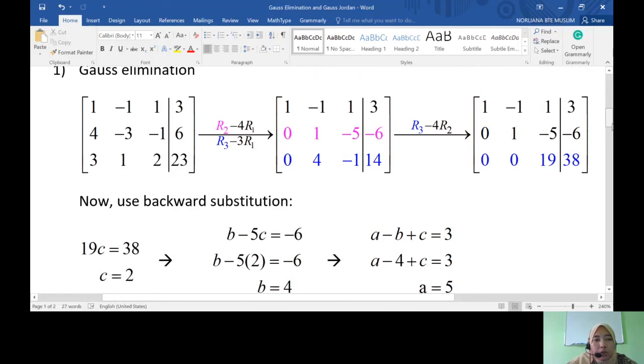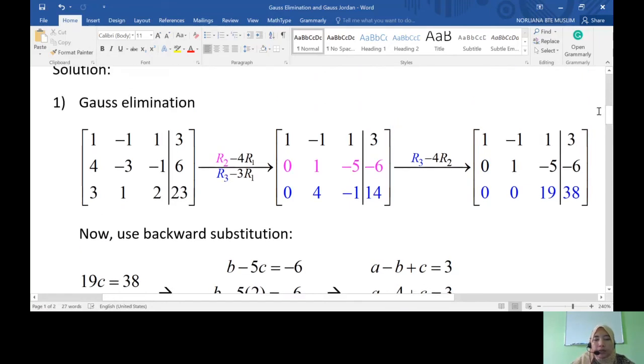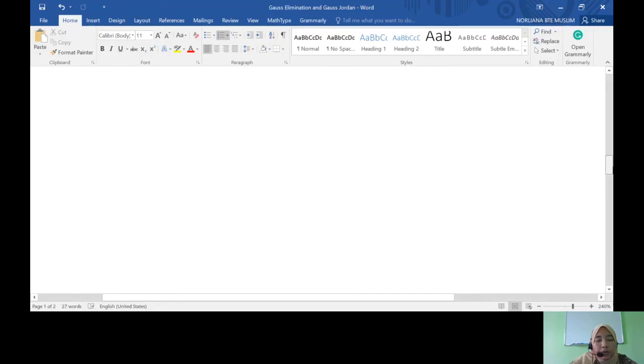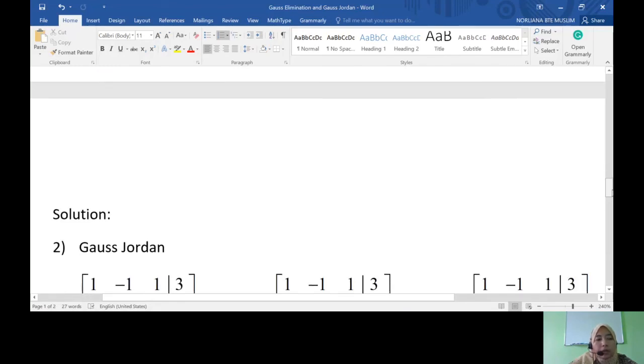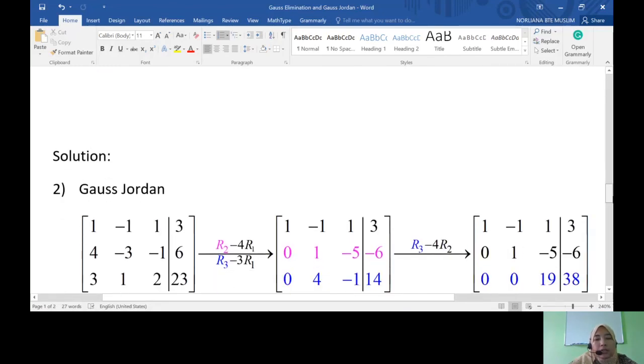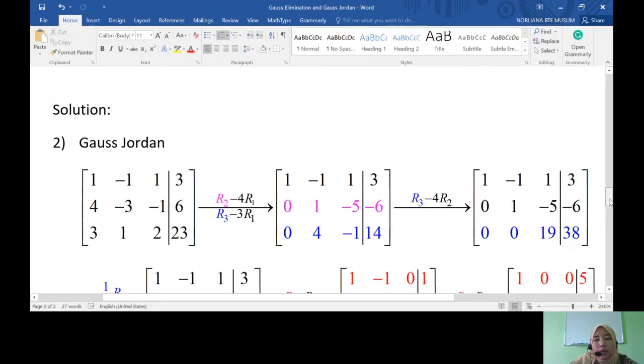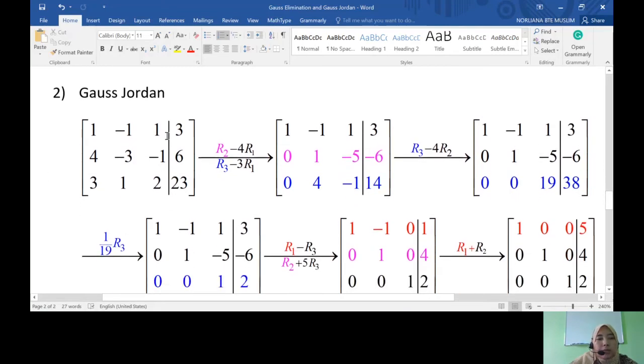Okay, so this is the solution using Gauss elimination. Okay, so next one, we move to the second method. It's called Gauss-Jordan. Inside Gauss-Jordan, there is a Gauss elimination. So I just want to show that first one, similar steps.